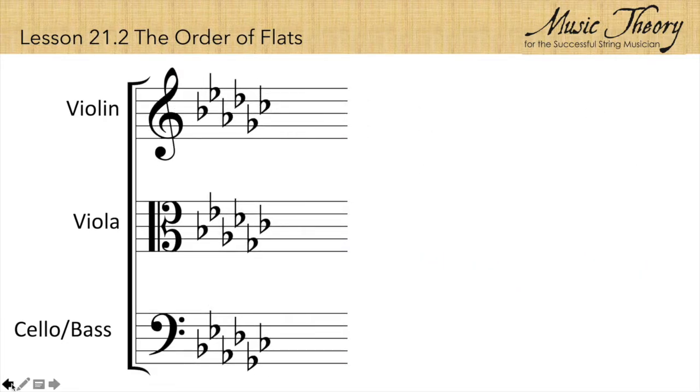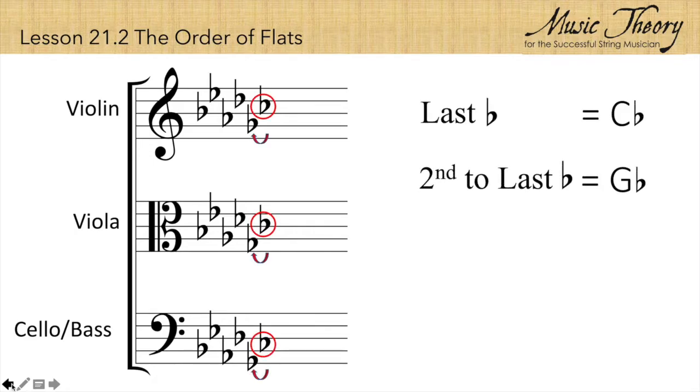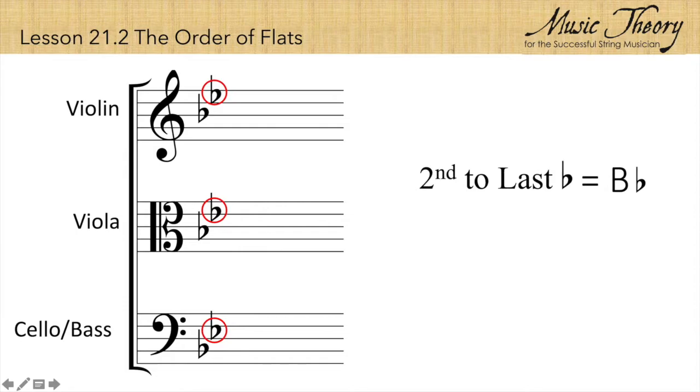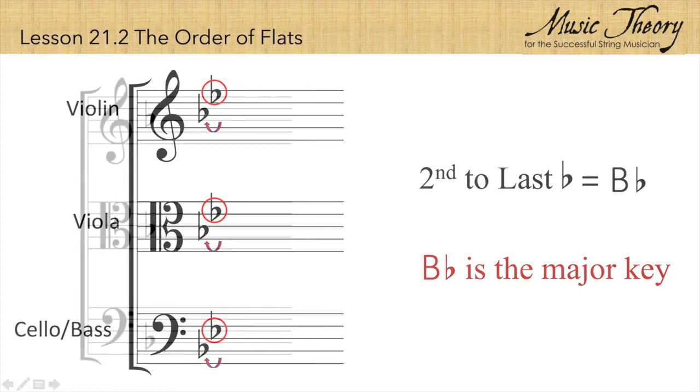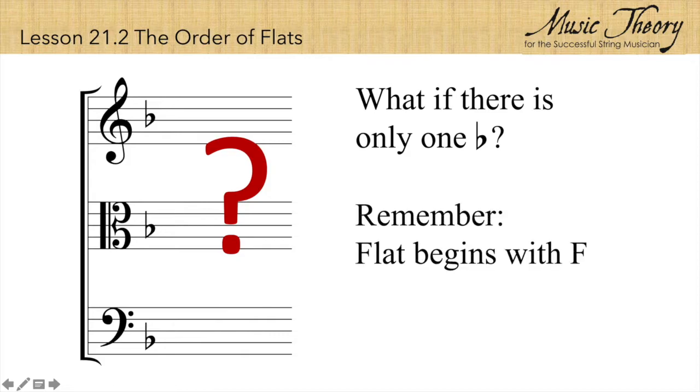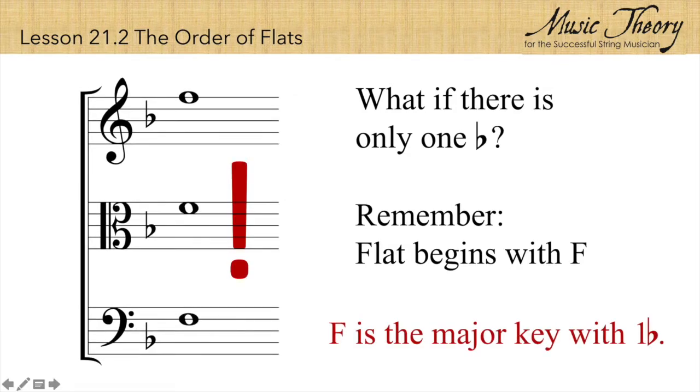In the key with 6 flats, the last flat is C flat, and the second to last flat is G flat. So that is the name of the major key, G flat major. In the key with 2 flats, the second to last flat is B flat, so this is the key of B flat major. But what if the key has only 1 flat? There is no second to last flat to look for. This is the exception to the flat rule. Remember that the flat begins with the letter F, so the key with 1 flat is F major.